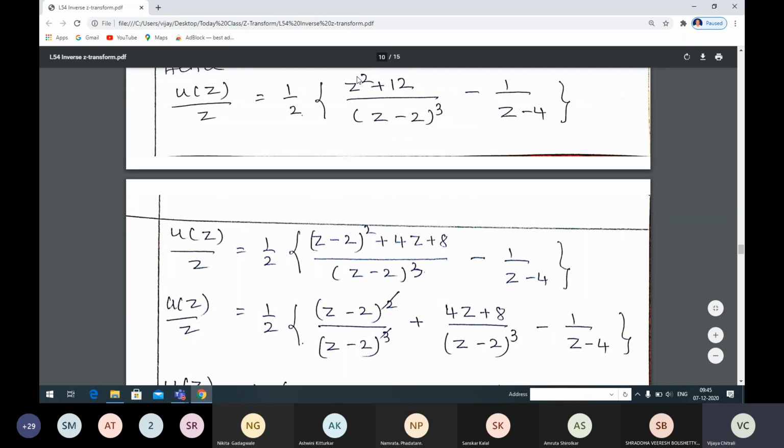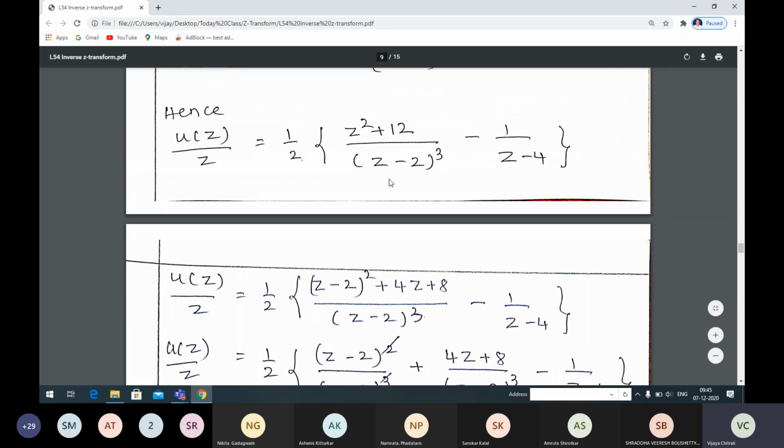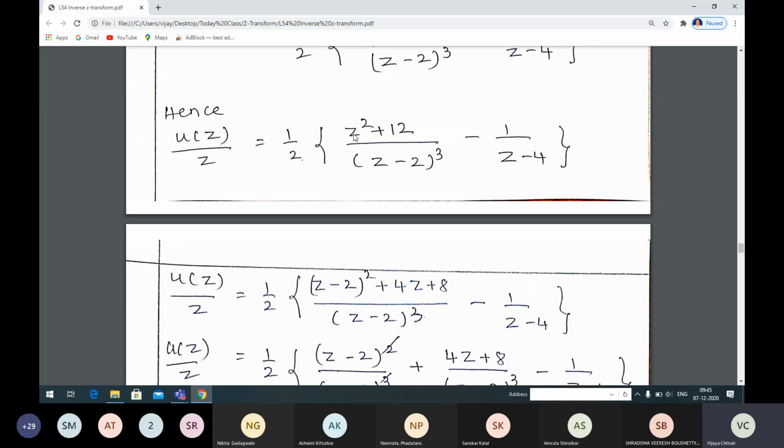So here also, instead of this z², I want (z − 2)². See here, the denominator (z − 2)³ is there, so in the numerator also I want a (z − 2) term. In place of this z², I want (z − 2)². So here, for that, (z − 2)², a minus b whole square.